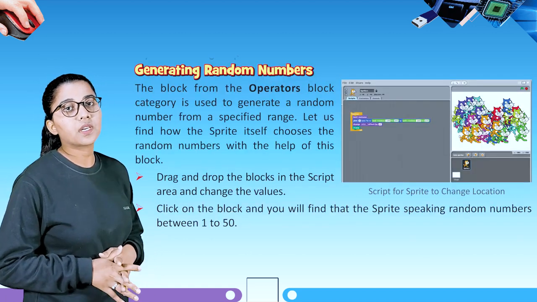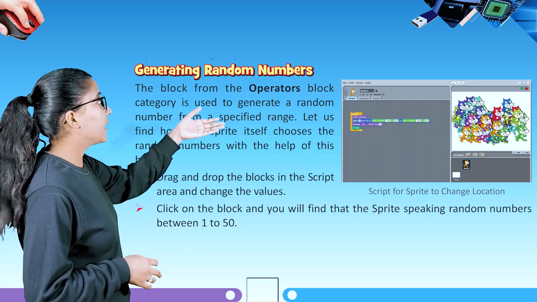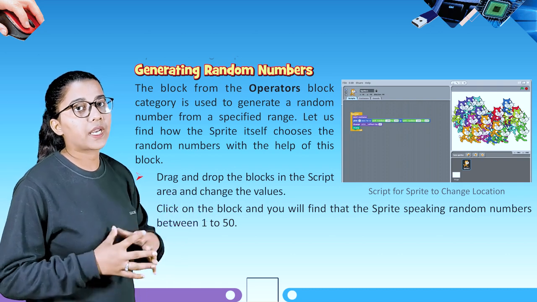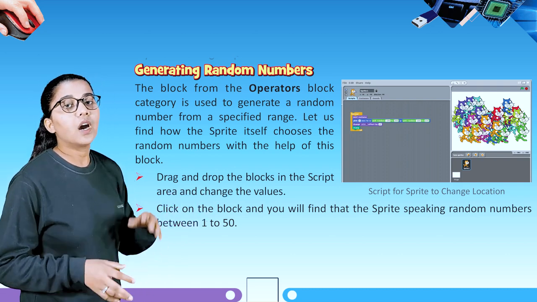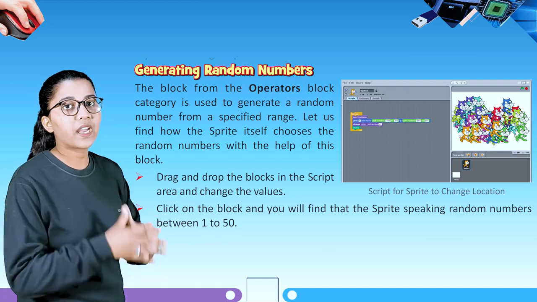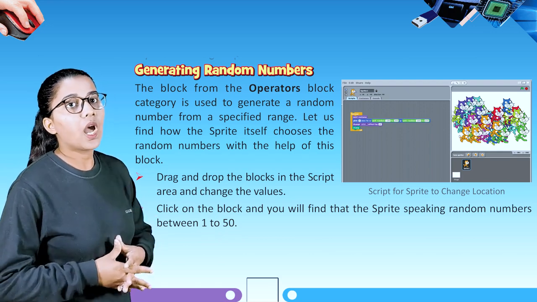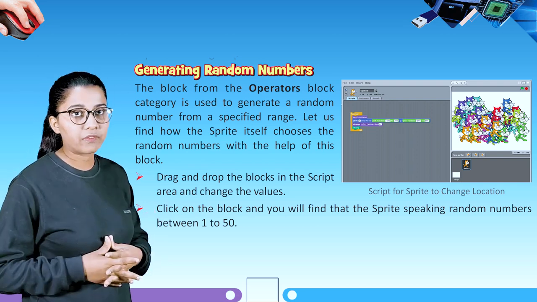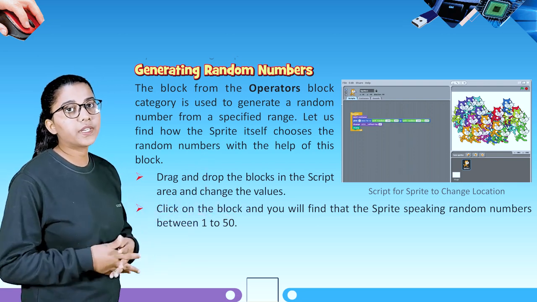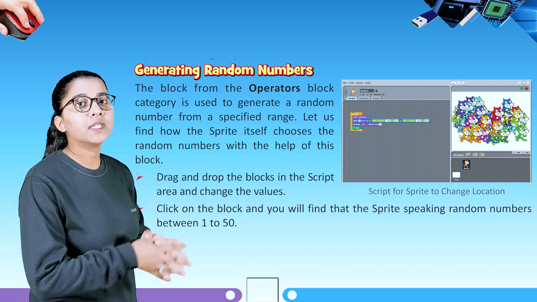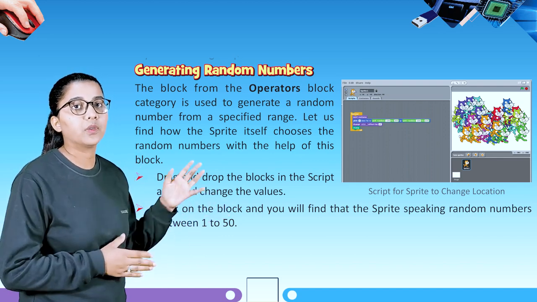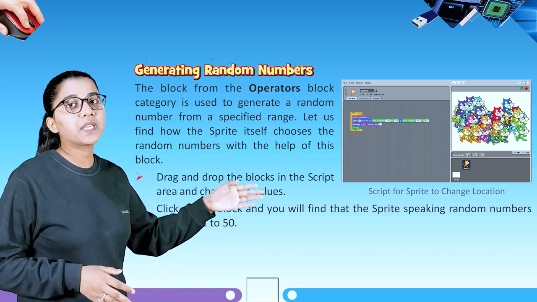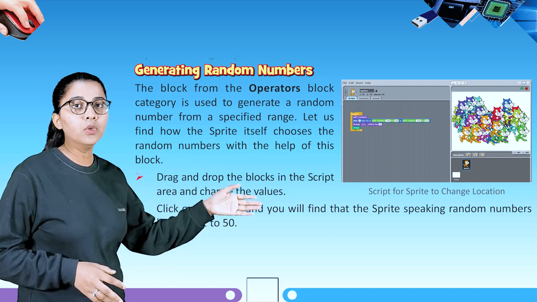So now students, our next topic is generating random numbers. The block from the operator block category is used to generate a random number from a specified range. Let us find out how the sprite itself chooses the random number with the help of this block. So firstly, drag and drop the block in the script area and change the value. Click on the block and you will find that the sprite is speaking random numbers between 1 to 50.